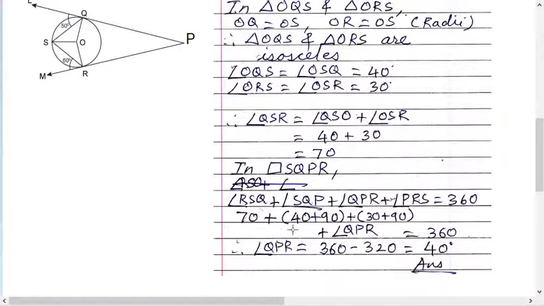SQPR, this full big one, RSQ plus SQP plus QPR plus PRS equals 360, by the sum of all angles of a quadrilateral being 360. Therefore 70 plus 40 plus 90 plus 30 plus 90 plus QPR equals 360, right?